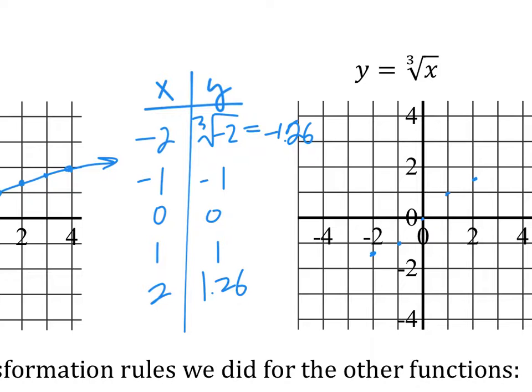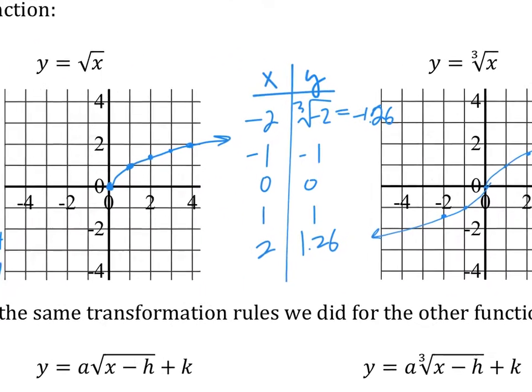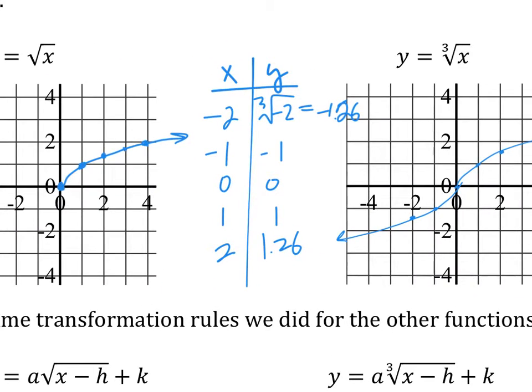Okay, so the graph kind of looks like this, and when you connect the dots, it looks like an S. Very stretched out S. So that is the cube root function. All the cube roots look like that. All the square roots look like this. Okay, so please make sure you know the difference between the two. They don't look the same.